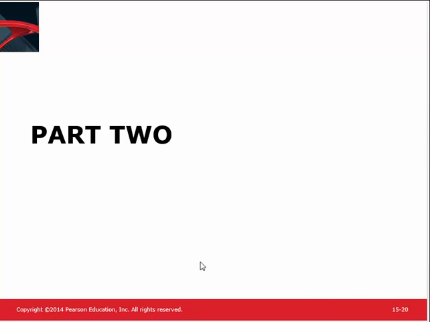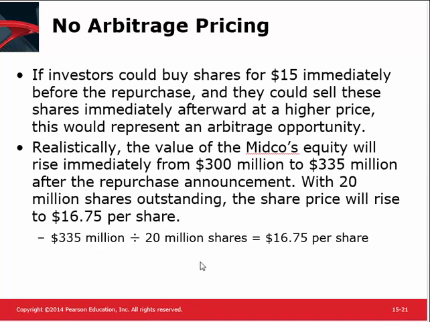So let's continue with our discussion here, talking about how taxes influence the value of the company. Again, if investors could buy these shares for $15 immediately, then they could sell them immediately after at a higher price. The question is, wouldn't that represent an arbitrage opportunity? And realistically, that immediate rise from 300 to 335, is that something that they actually can take advantage of?